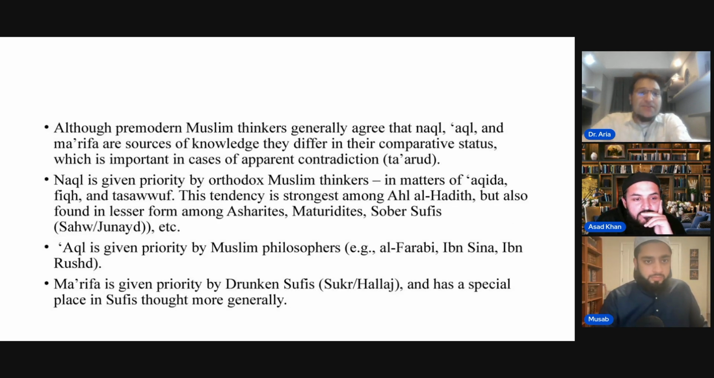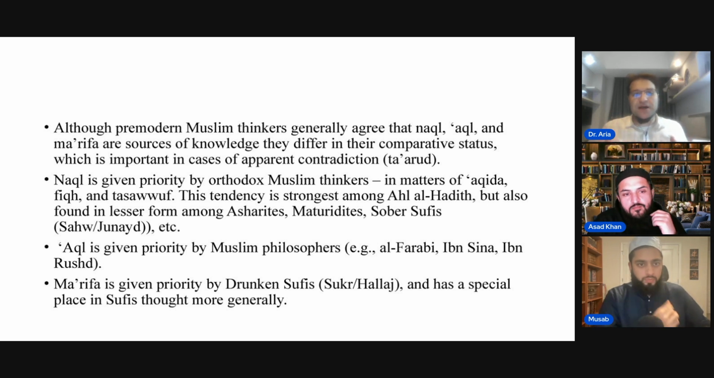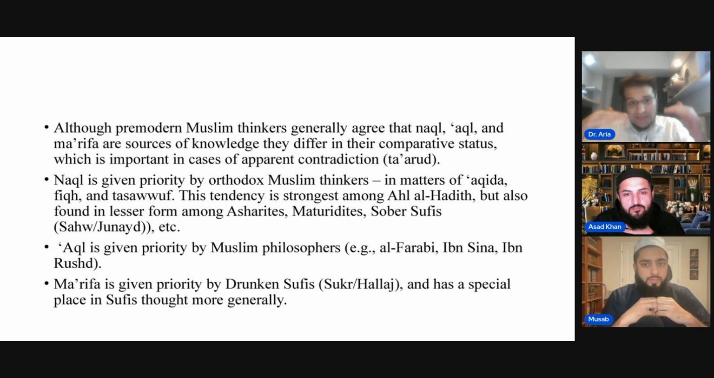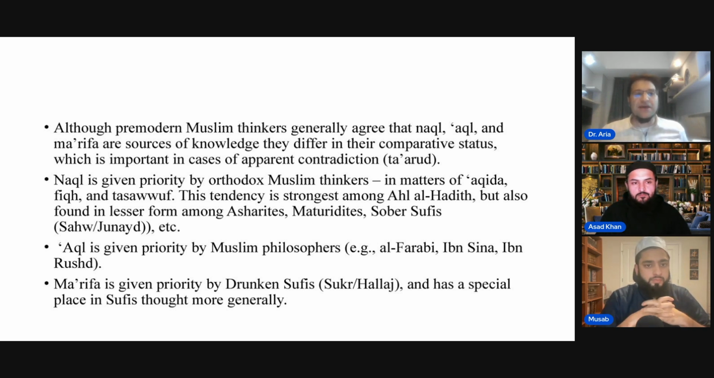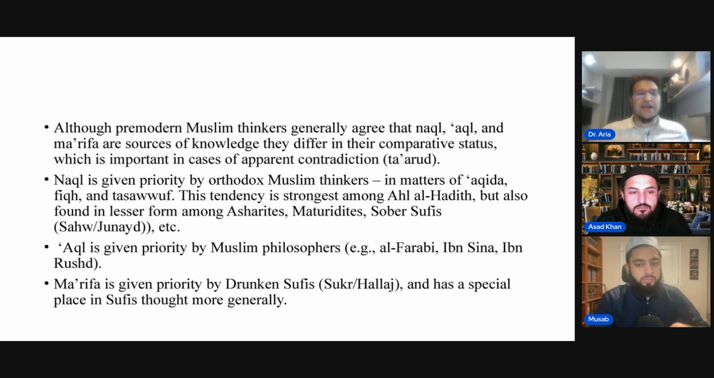Okay. So although pre-modern Muslim thinkers generally agree that naql, aql, and ma'rifa are three sources of knowledge, they differ in their comparative status, which is important in cases of apparent contradiction or ta'arud. How do you elevate them? So, for instance, with respect to Orthodox Muslim thinkers in matters of fiqh or aqidah or tasawwuf, generally they give naql precedence. And this tendency is the strongest among Ahlul Hadith, but it's also found in a lesser form among Asharites, Maturidites, sober Sufis, and so on.